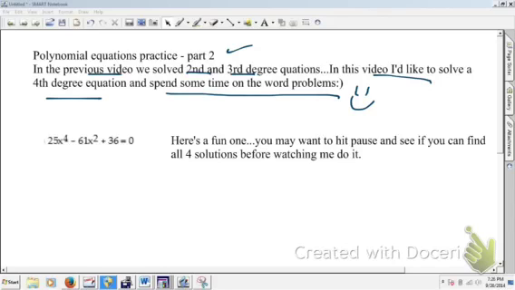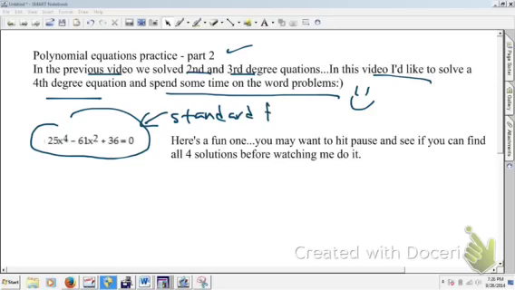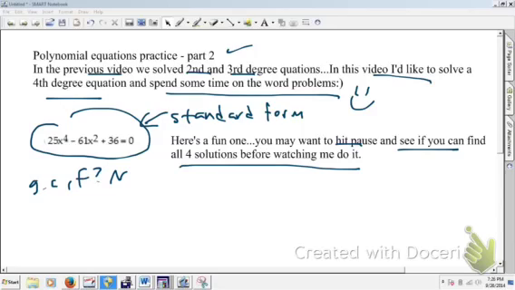Okay, so we have a fourth degree equation here. Note to self, notice it's in that nice standard form, right, where it's set equal to 0, descending order, okay, and like I said here, you might want to hit pause and see if you can find all 4 solutions before watching me do this, but here we go. First, you want to ask yourself, is there a GCF? And clearly the answer is no. Okay, there is no GCF.